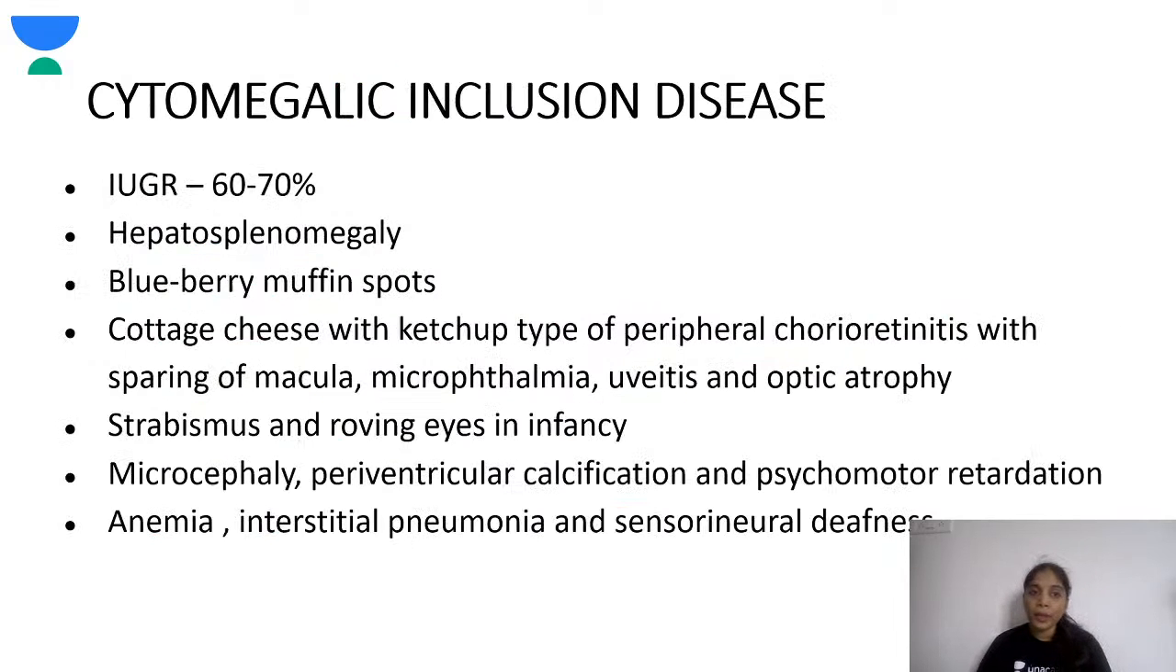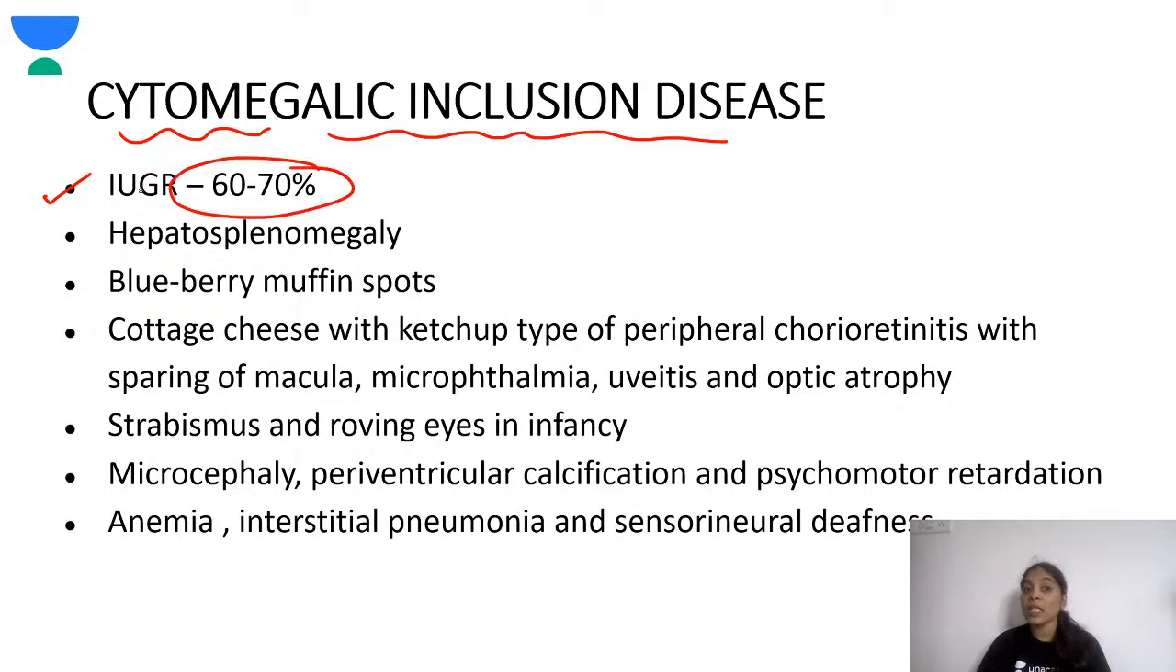Fine. So now coming to cytomegalic inclusion disease. In cytomegaloviral infection in the newborn, when the newborn is born, there is IUGR. IUGR is seen in 60 to 70% of children, and there is hepatosplenomegaly in about two-thirds of the children, that means around 65-70%. These children have certain petechiae and purpura.